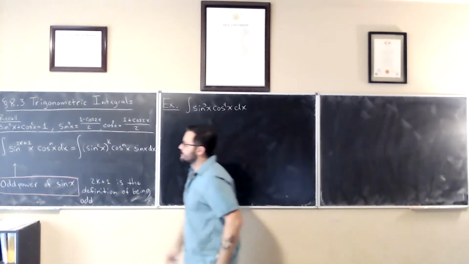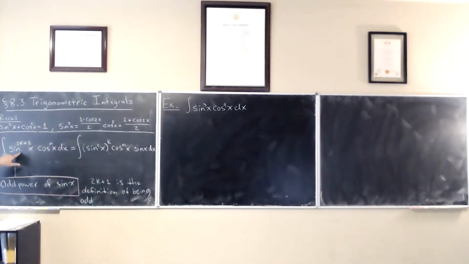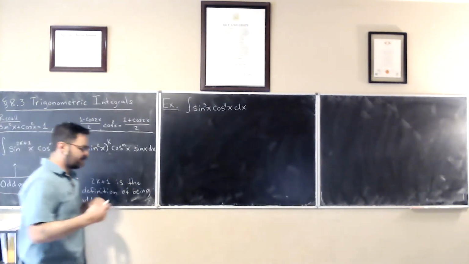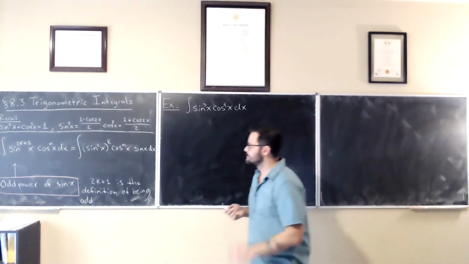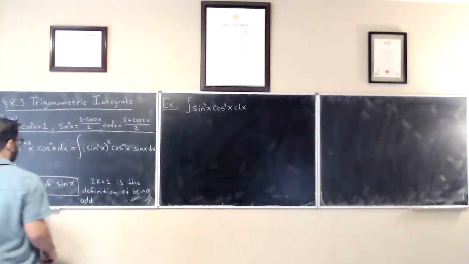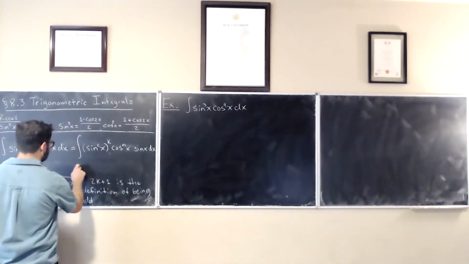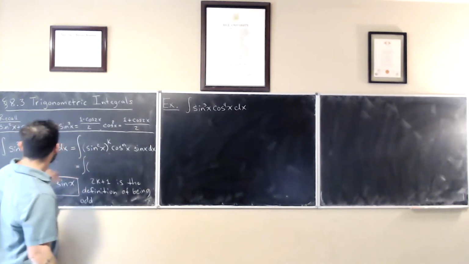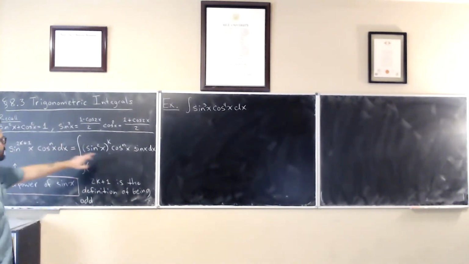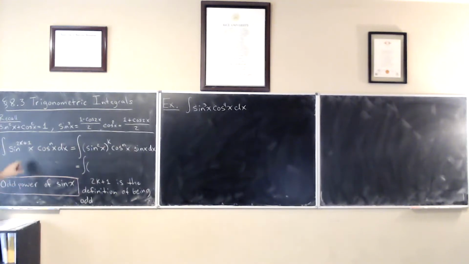Okay, and when you have an odd power of sine, there's a little factoring that you can do to make your life a little bit easier. I just remembered that I'm missing one part here to this integral. Let's see if I can fit it in there. So let's see how I got from here to here first. Sine of 2k plus 1 times cosine of n.